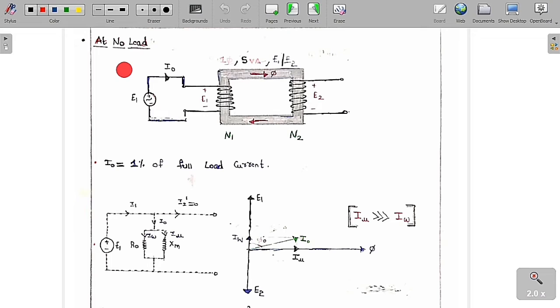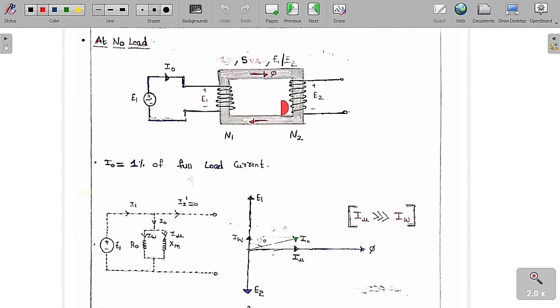Suppose we are not going to connect any load. Then see what is going to happen. Consider the core of a single phase transformer of rating S VA with voltage ratio E1 by E2. This is the primary winding of N1 turns and the secondary winding of N2 turns. I am going to connect the primary winding to a supply voltage of E1.